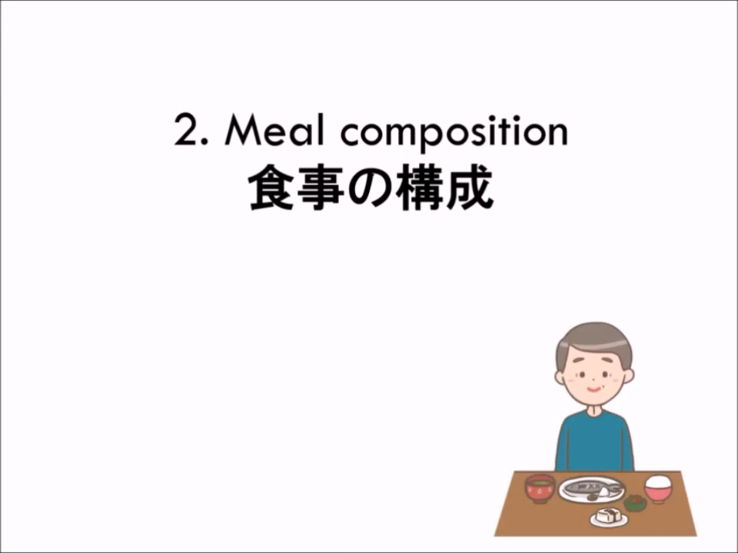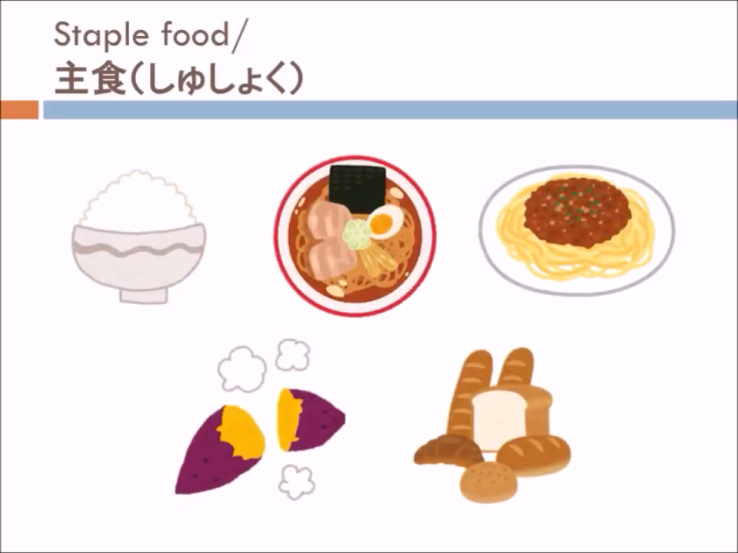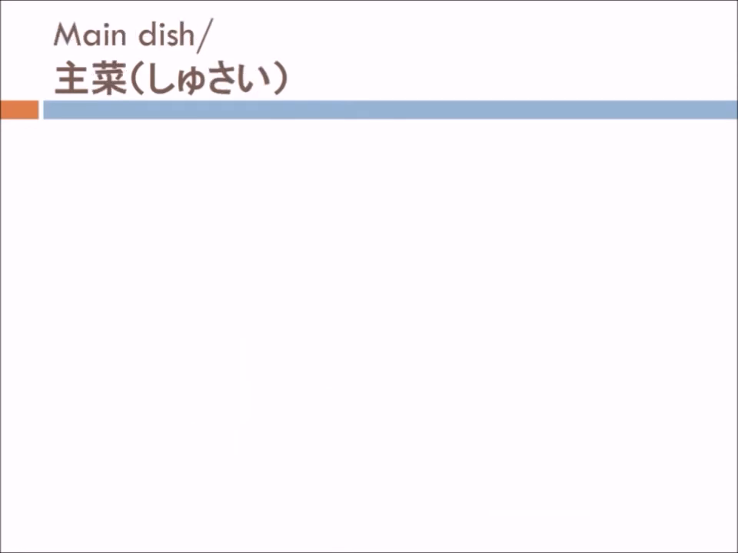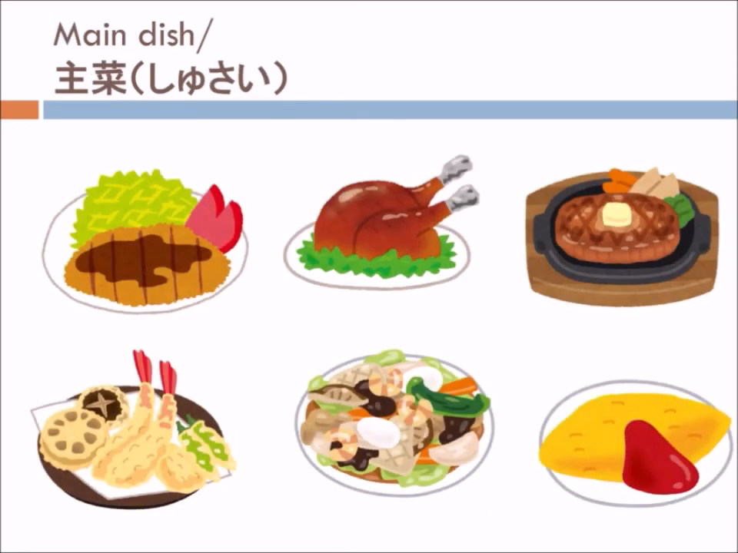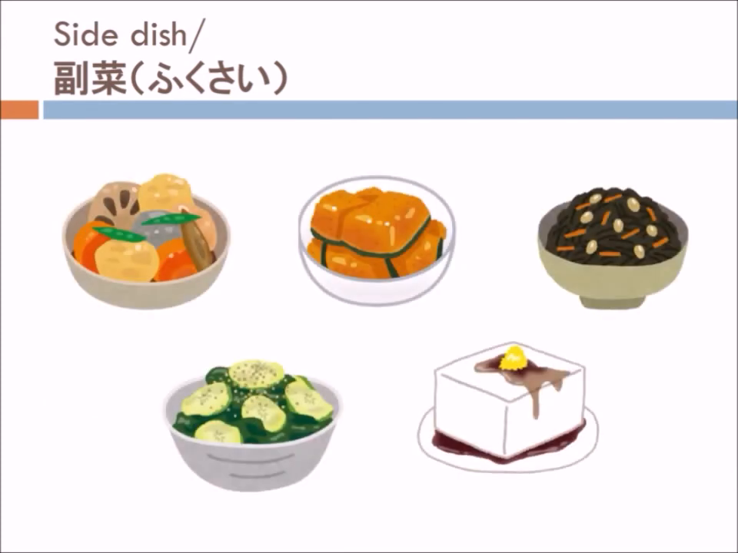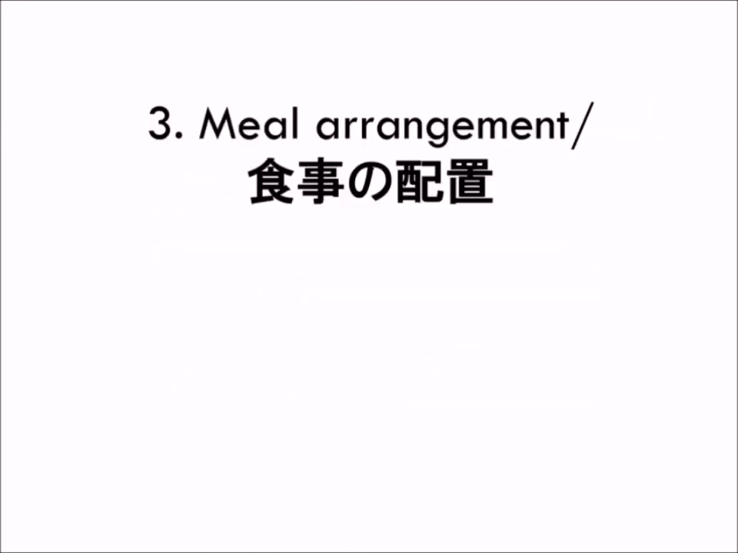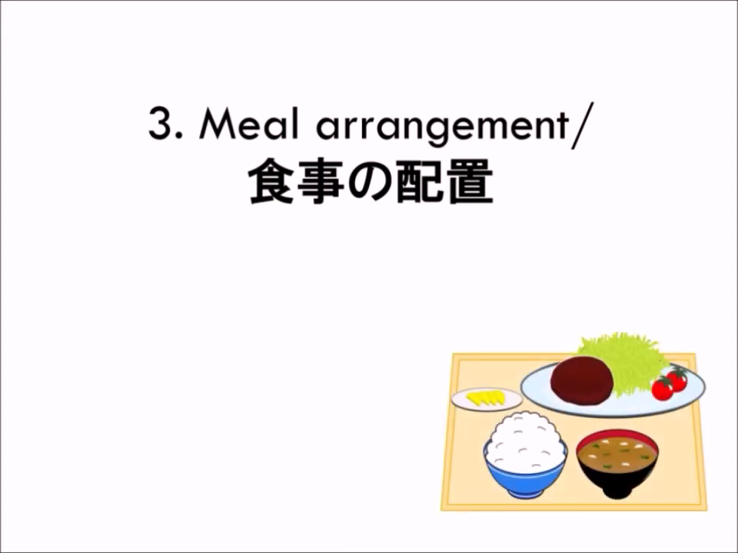2. Meal composition. Staple food. 主食 Rice, noodle, and bread, etc. Main dish. 主菜 Side dish. 副菜 Soup. 汁物 3. Meal arrangement.